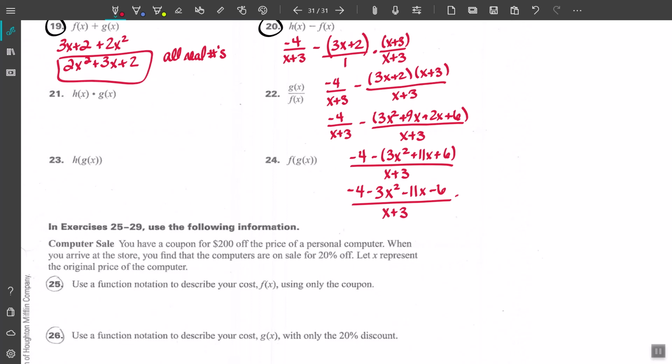Now I can go ahead and combine any like terms up there, and the only thing we have that's alike in that numerator at this point is those two constants. So negative 4 and negative 6 will give us a negative 10, and all of this is sitting over x plus 3. This is as far as we can go with simplification. Everything is simplified. And now we can talk about the domain.